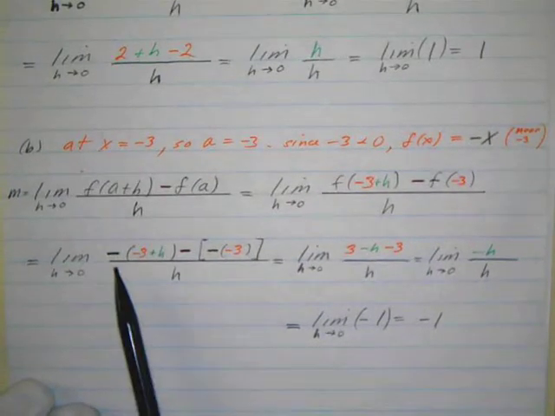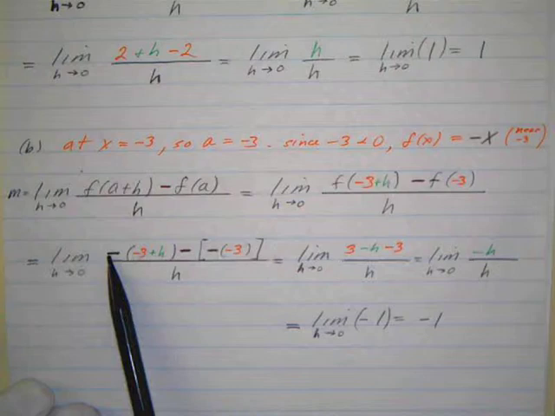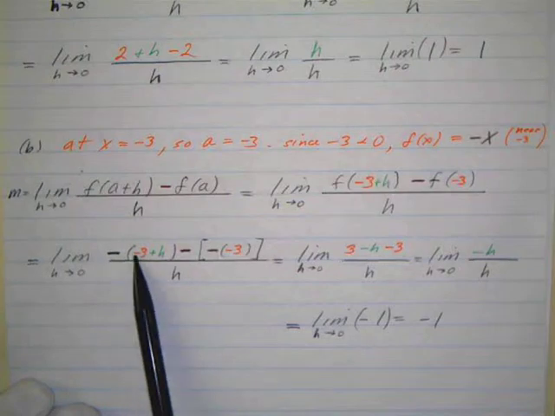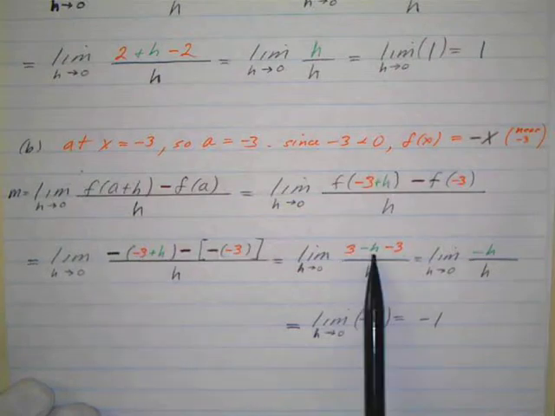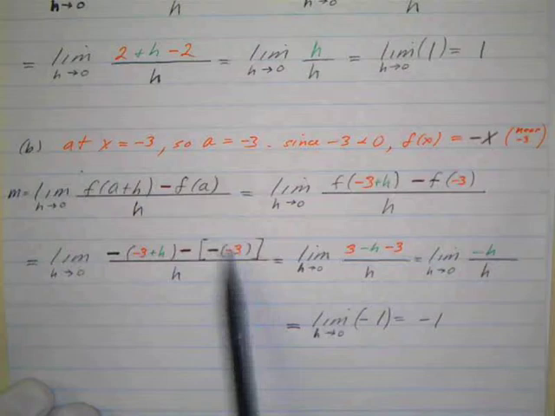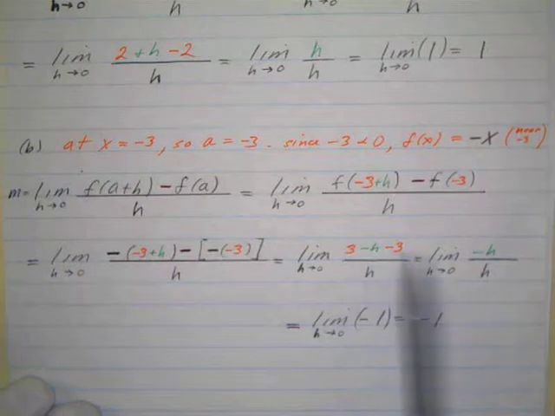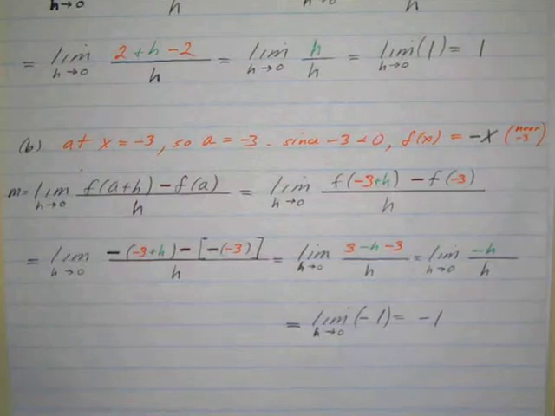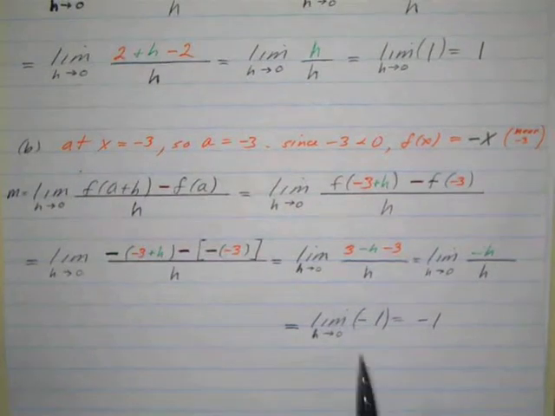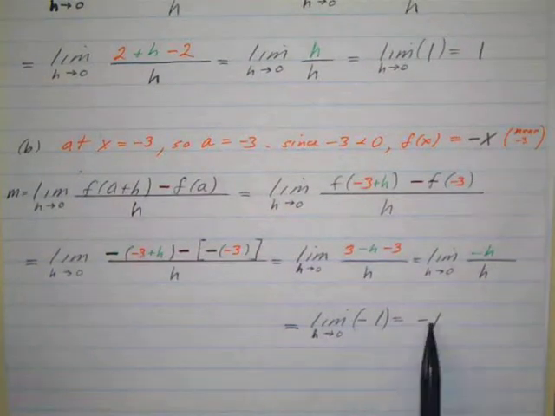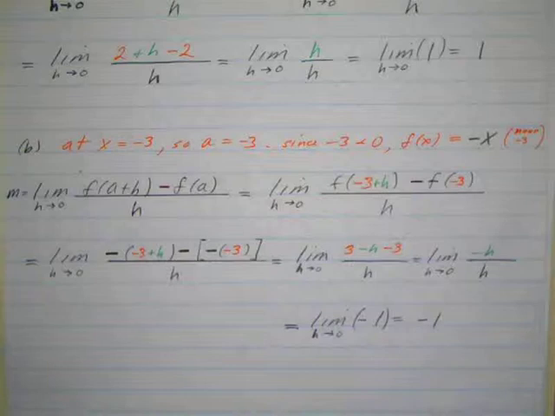Okay, so this just becomes, if I multiply this out, this is negative 3. Negative times a negative is positive, so it's positive 3 minus h. And a negative times a negative is a positive, times a negative is a negative over h. And the 3's cancel, so I got negative h over h, which is negative 1, and the limit as h approaches 0 of negative 1 is just negative 1. It's a constant, so it's just that negative 1. So that's my slope. So the slope for B is negative 1, the slope for A is 1.